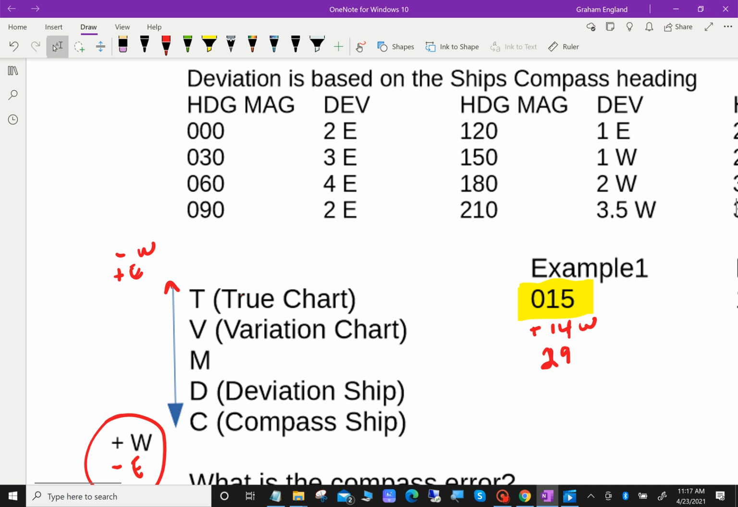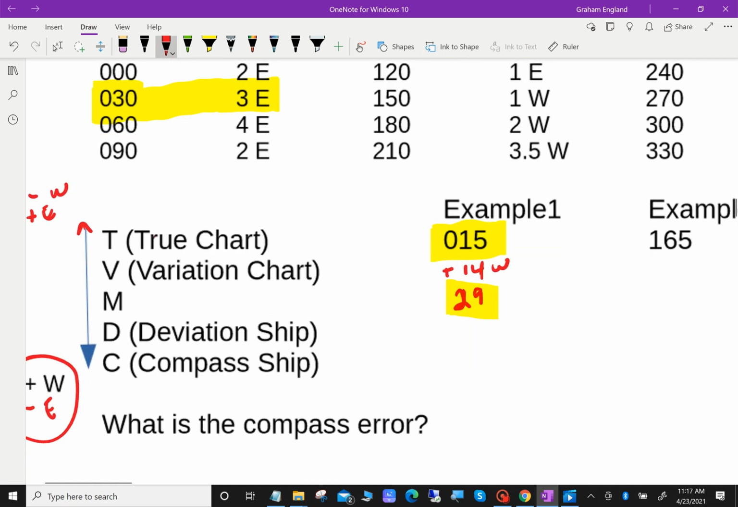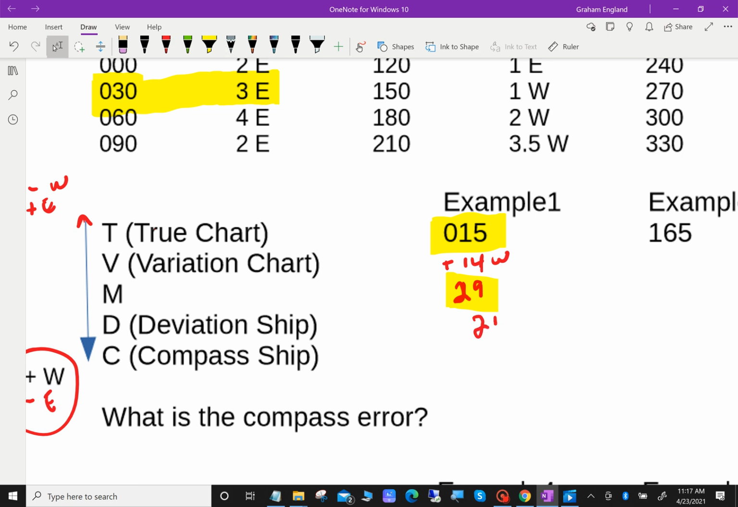So here is the ship's heading. So if I was doing 90, heading at a 90 degrees, I would use 2 east. If I'm doing 180, I would be 2 west. But I'm doing 30. And that's what this number is, 29, close to 30. So I'm doing 2 east. So my deviation is 2 east.